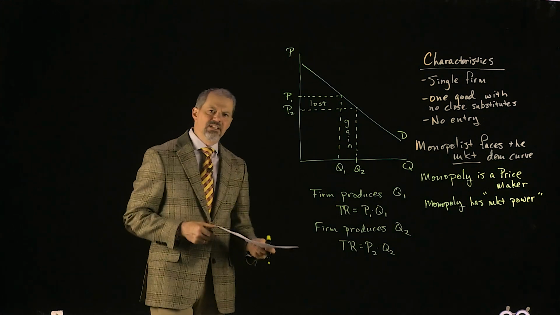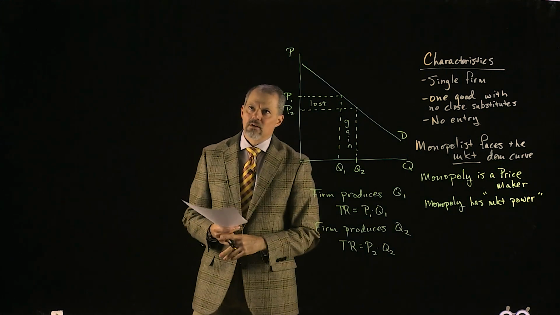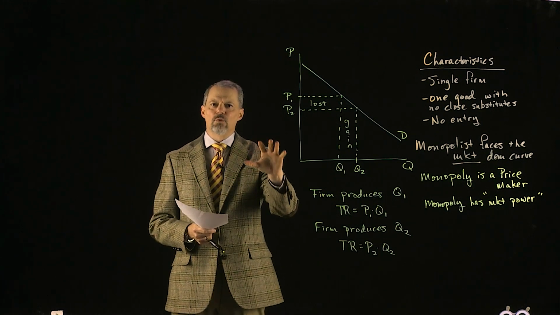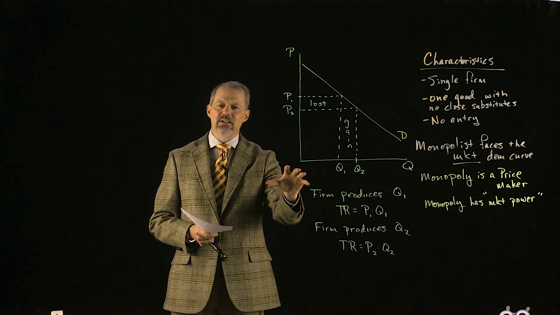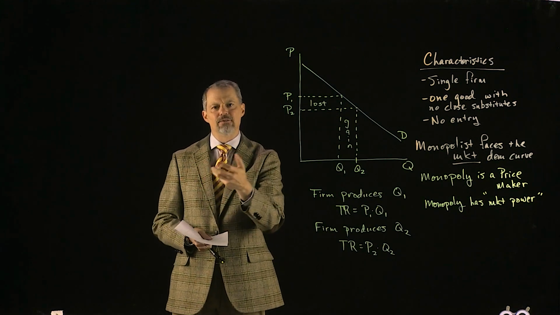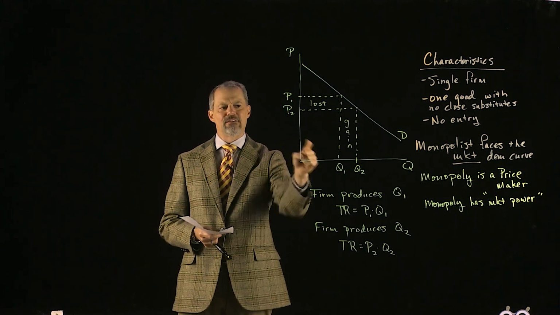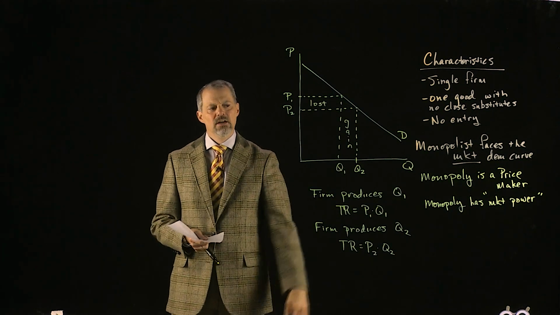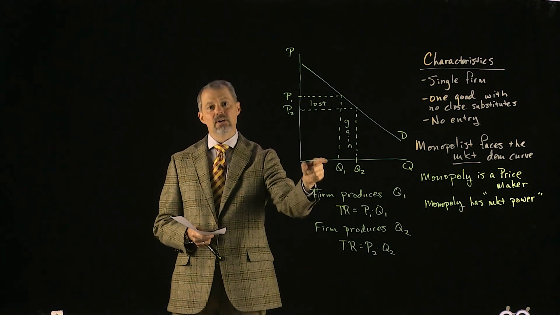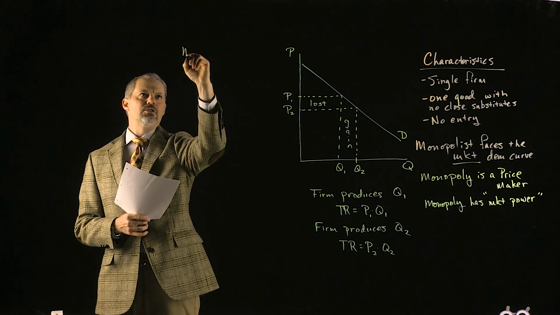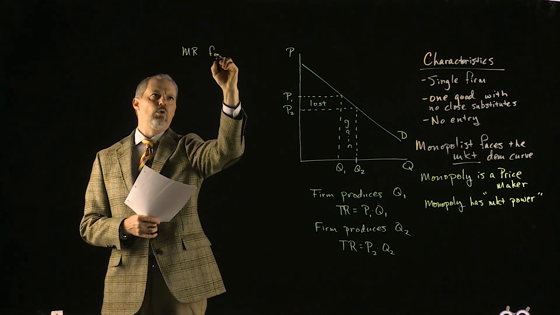The point of this is that the way that marginal revenue is calculated for the monopoly is very different from the way that we would look at marginal revenue for the competitive firm. When the competitive firm changes its output, it has no impact on price. When the monopoly changes its output, it has an impact on price. So let's talk about marginal revenue for the monopoly.